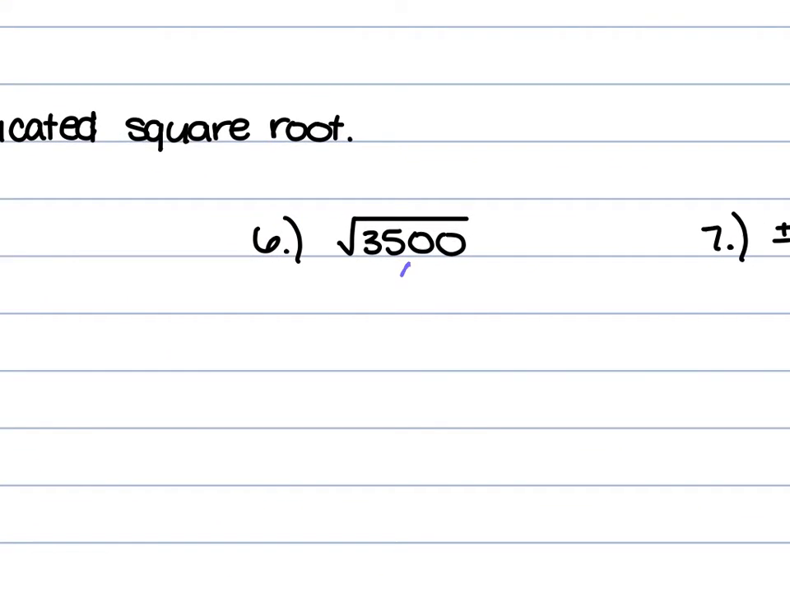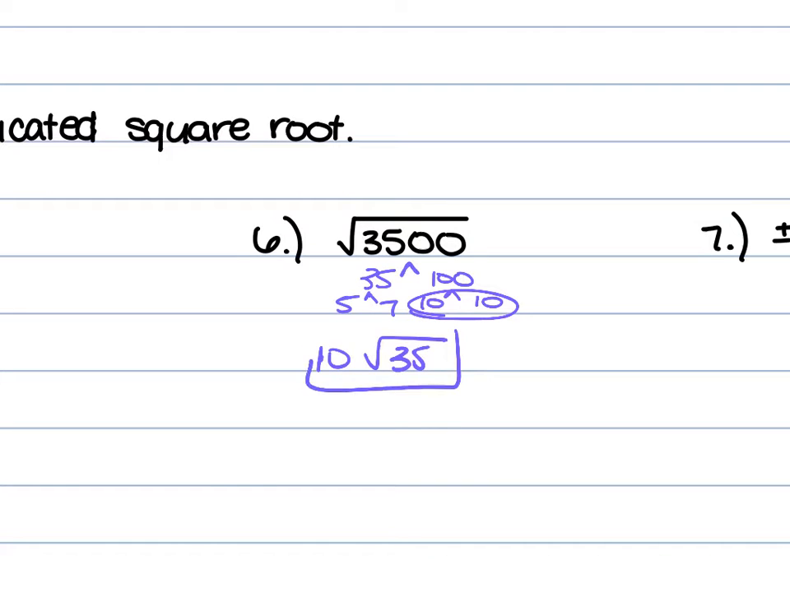For 6, we have 3,500 underneath that radical, so we can break this down to be 35 and 100. The 100 is 10 and 10. We have 2 10s, so we're going to bring that 10 out. That 35 is just 5 and 7. They don't pair up with another 5 or another 7, so it's going to be 10 square root 35.